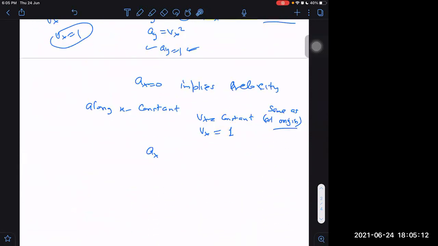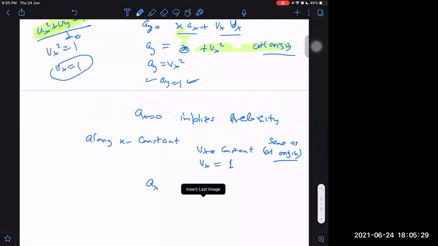First you tell me, are you believing that velocity will be 1 at the origin along the x-axis or not? Yes, sir. If acceleration is 0, then velocity is constant. So it will remain constant. It will continue to be 1, because it was 1 at one place. If acceleration is 0 along the x-axis, then it will continue to be 1 throughout.